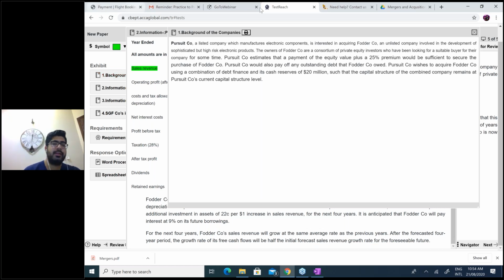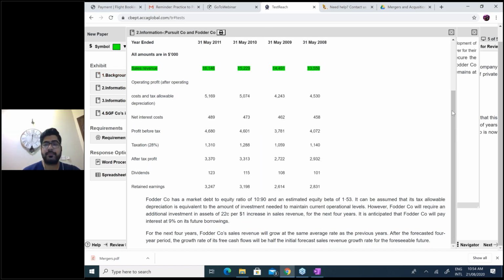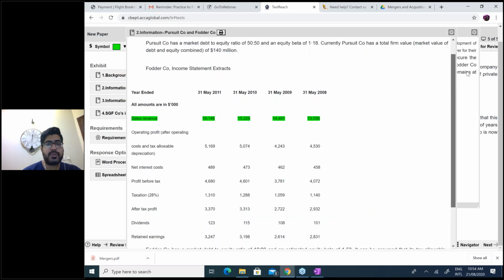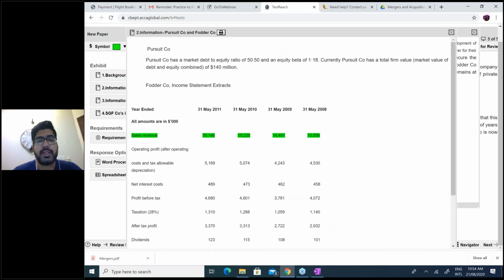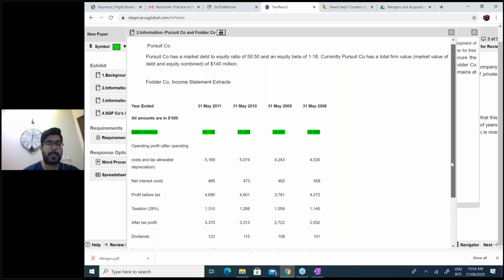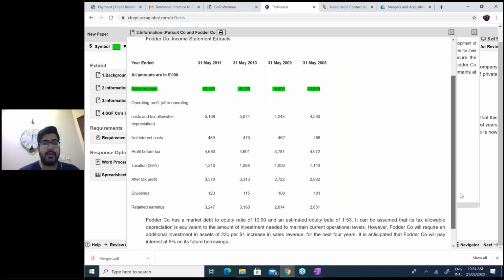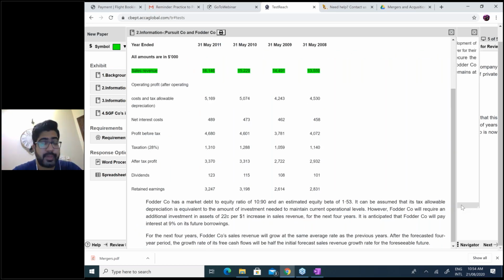Okay. Exhibit 2 started with Pursuit company, the buyer. It has a debt to equity capital structure of 50%, equity beta of 1.18, and a firm value of 140 million. Then you were given the seller's information, Fodder's income statement. Revenue is given for the previous 4 years, 8, 9, 10, 11. The operating profit was given, which is obviously after TAD and cash costs. You get interest, profit, taxable profit, tax, after tax profit, dividends, earnings. Last 2 paragraphs were very important.